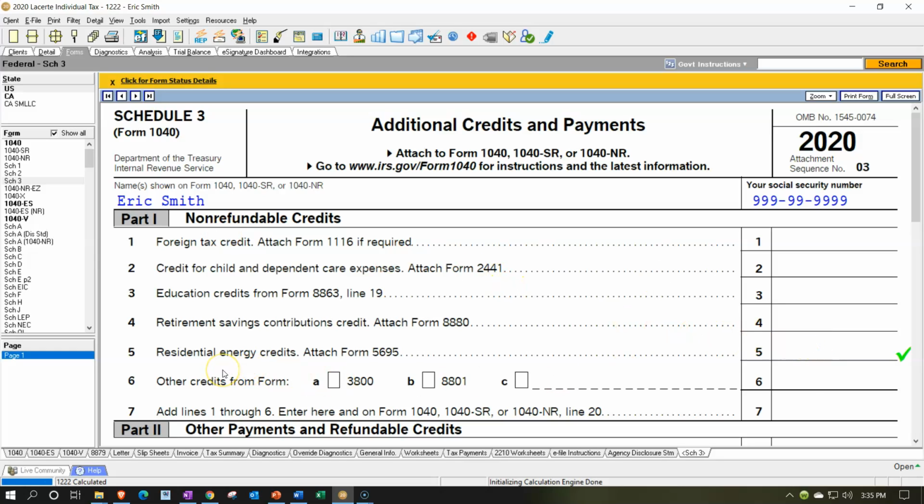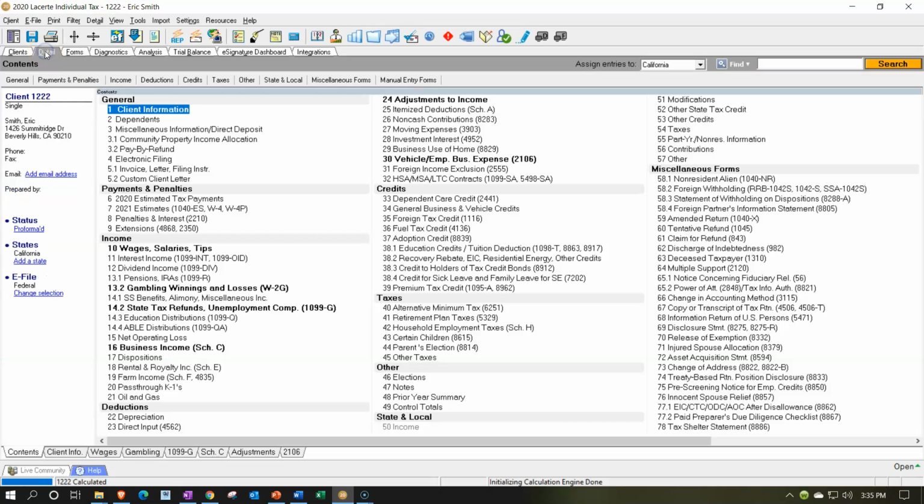And that's going to be where the residential energy credit is, where we would then need to attach the form 5695, which is what we'll take a look at shortly. So let's go ahead and start to populate. I'm going to go into my detail over here.